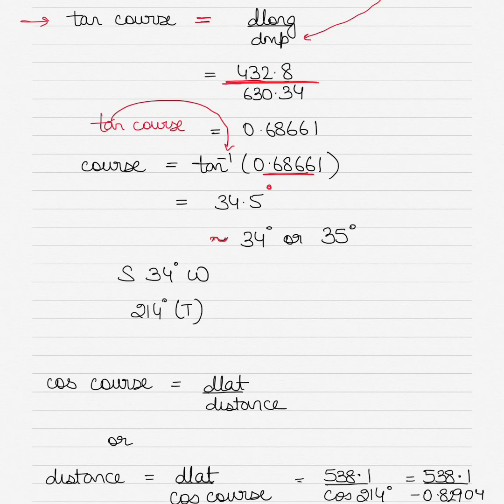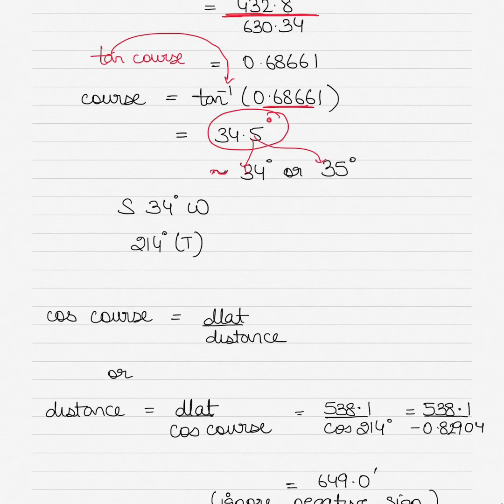If it's less than 0.5, you would have rounded it off to 34 degrees. If it was more than 0.5, you would have rounded it off to 35. But when it's 34.5, you can round it off to 34 degrees or 35 degrees. It doesn't make a difference. It's up to you. I have rounded it off to south to 34 degrees.